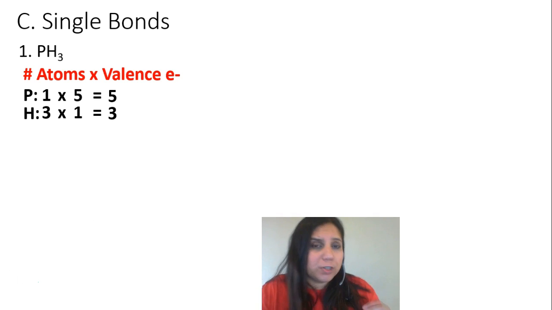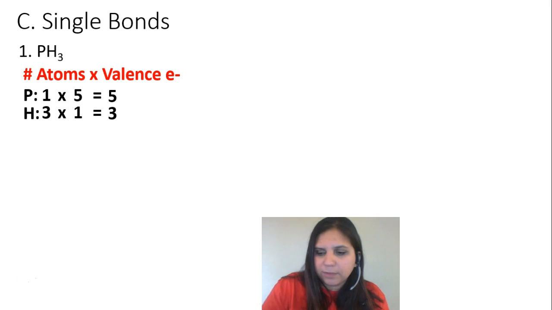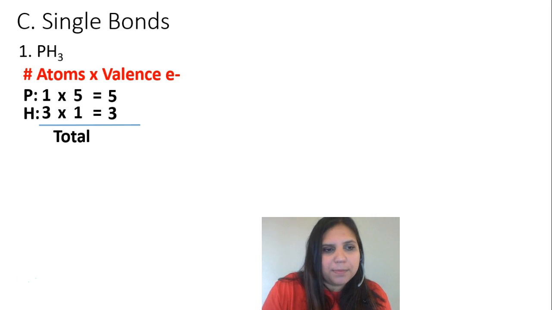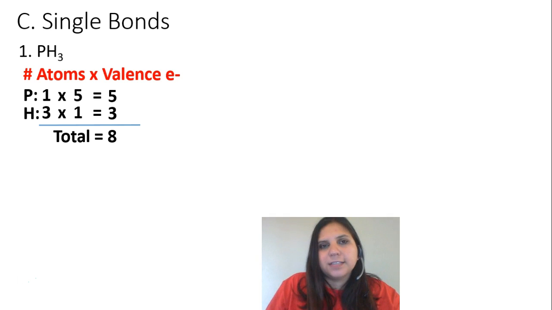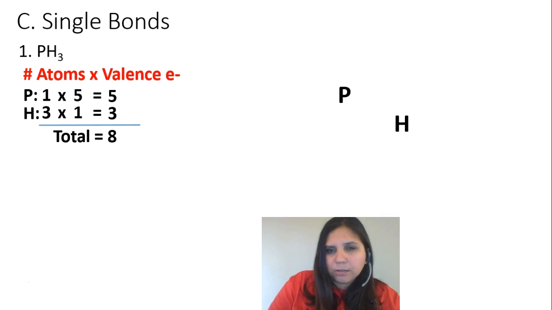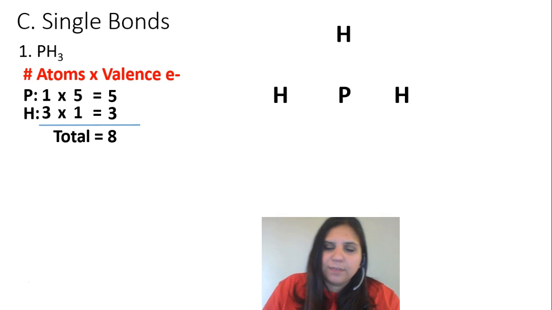Okay, we're looking for total number of valence electrons. So we're going to take the 5 from the phosphorus and the 3 from all of the hydrogen, and add them up. And the total is 8. Okay, next step is to figure out the central atom. Since we only have 1 phosphorus and 3 hydrogens, phosphorus is most likely going to be our central atom, so I'll put it in the middle. And I will put all of the hydrogens outside of the phosphorus.